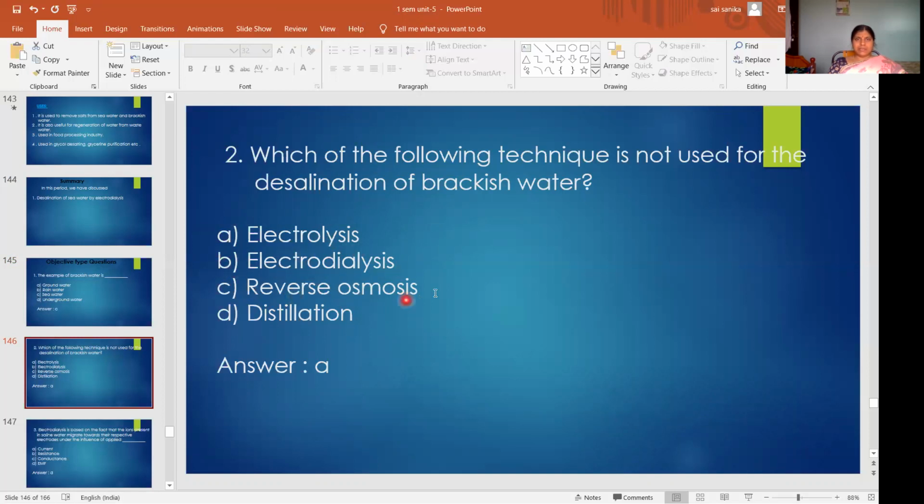Electrodialysis, reverse osmosis, desalination. Brackish water is nothing but salt water. Seawater contains more salts, while brackish water contains somewhat fewer salts.